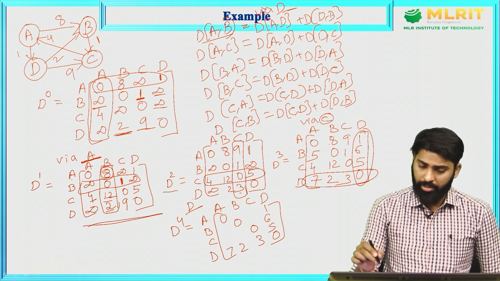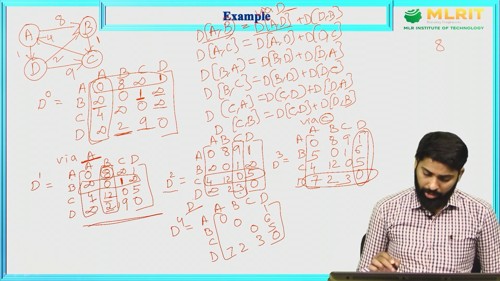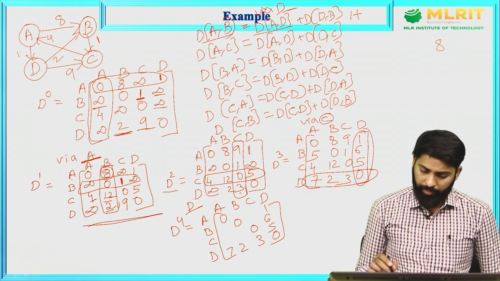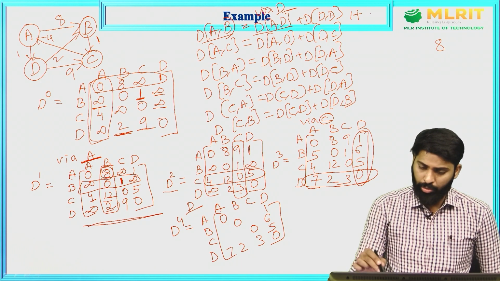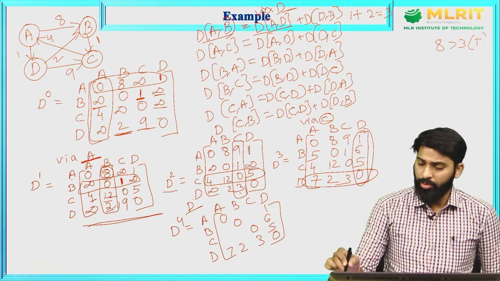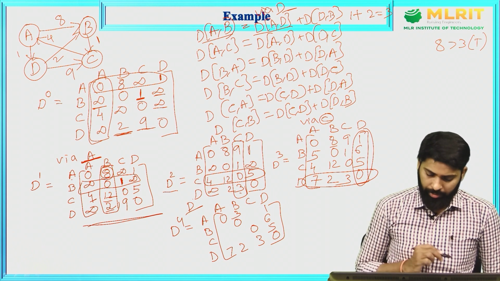A to B distance is actual value 8. Now we find distance of A to D is 1 plus distance of D to B is 2. So 1 plus 2, 3. 8 greater than 3, true. So replace 8 with 3 now.